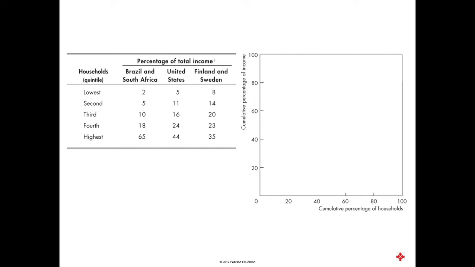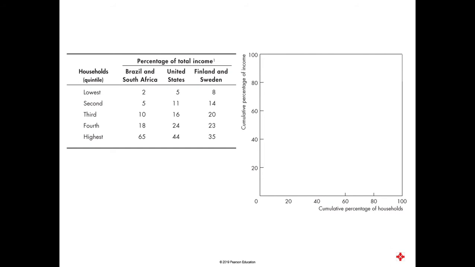Here we have some data for the income distribution for some different countries. So we have Brazil and South Africa, which are very similar, the United States and Finland and Sweden. If we look just at the table, we're seeing that in Brazil and South Africa, the lowest quintile, the lowest 20% of households, only get 2% of all the income earned. The highest gets 65%. So 20% of all households get 65% of all the income earned.